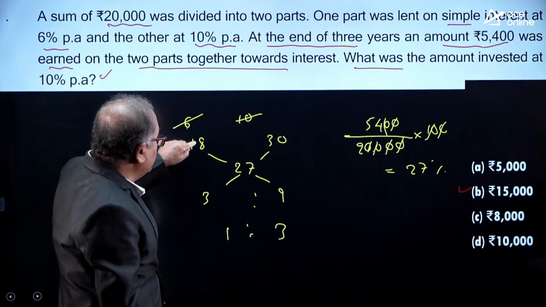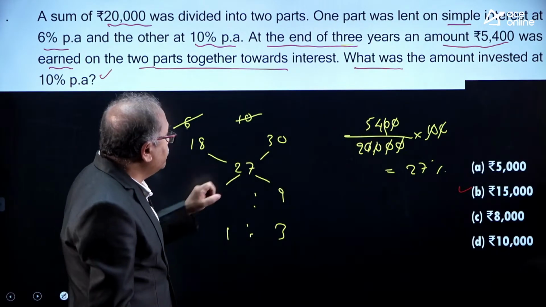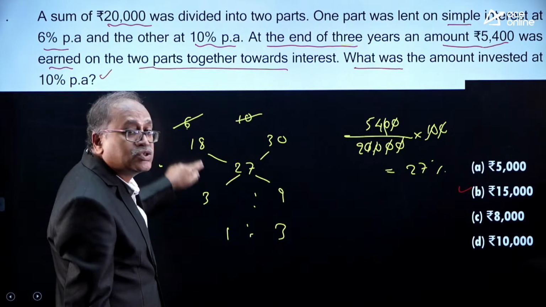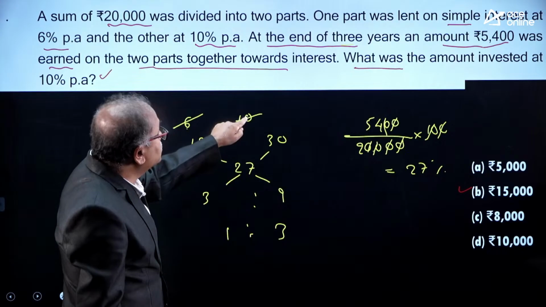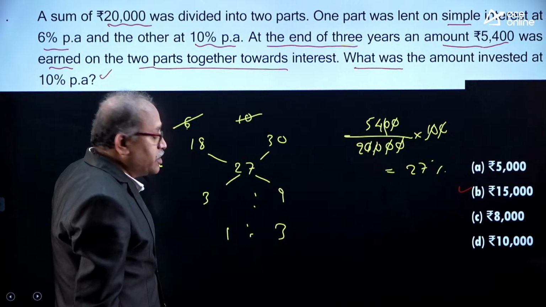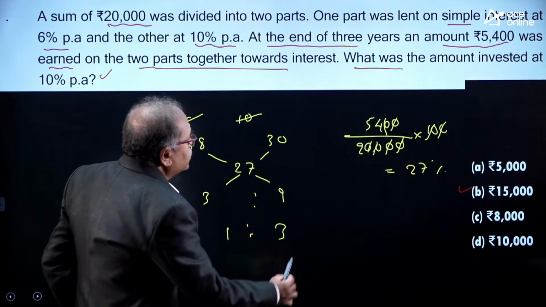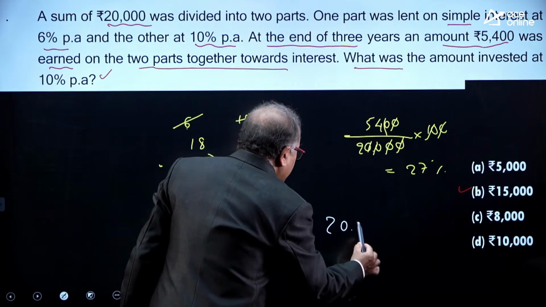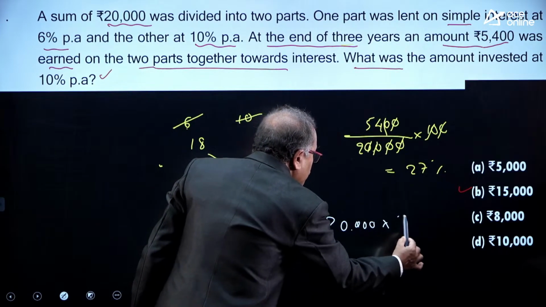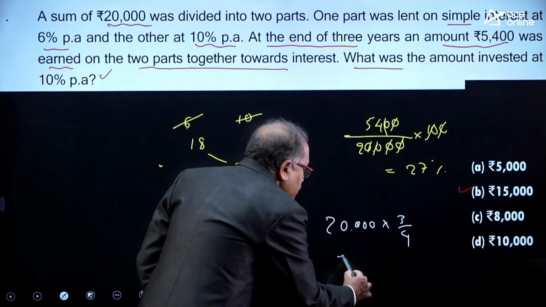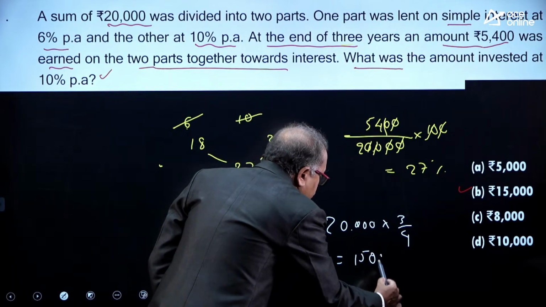So, 6% per annum is one part, and 10% per annum is 3 parts. You are asked to find out how much is invested at 10% per annum, 3 parts out of 4 parts. So, I will go this way: 20,000 into 3 parts out of 4 parts. Here 5,000, 5 into 3, that comes to 15,000.